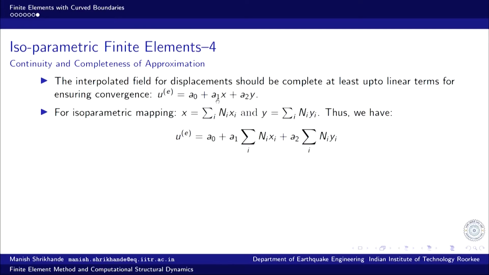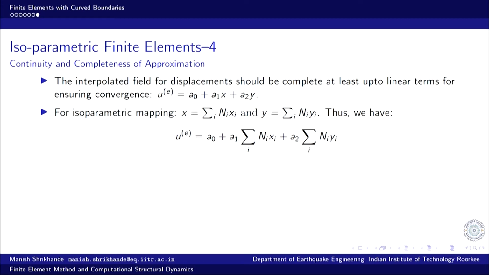So, for isoparametric mapping, x is defined by interpolation of geometry: sigma N_I x_I, and y is varied according to sigma N_I y_I. So, we can substitute this expression for x and y in this approximation for u. So, u^e within the element will be given by a_0 plus a_1 sigma N_I x_I plus a_2 sigma N_I y_I.